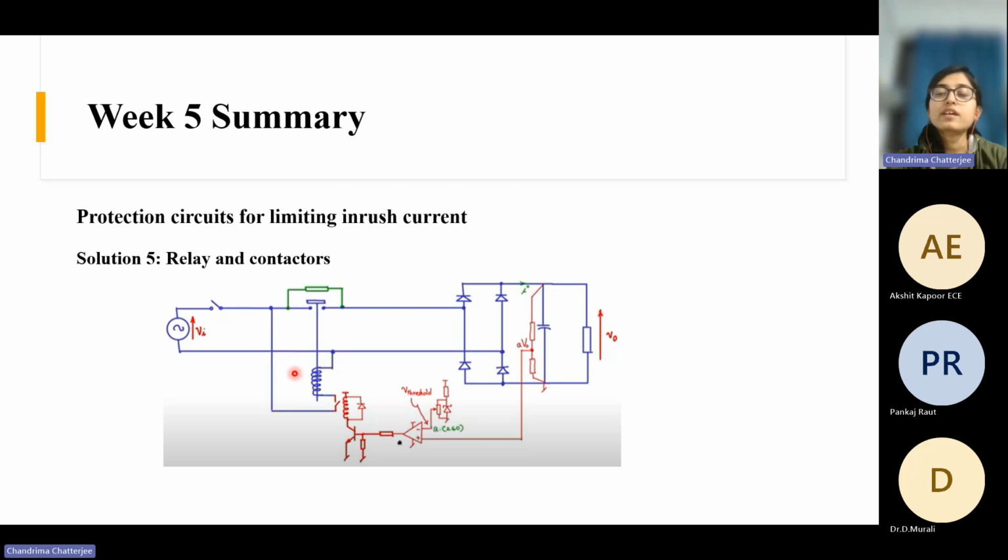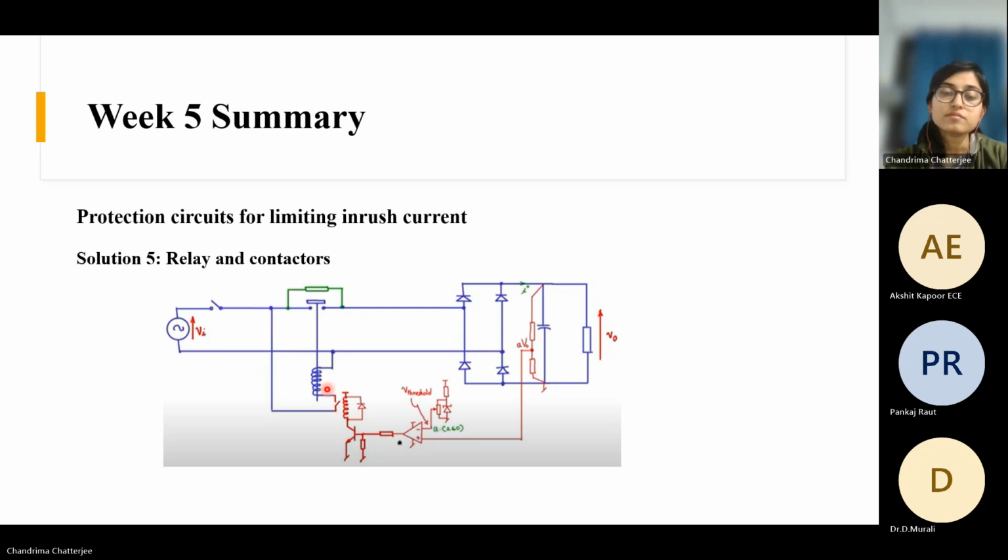So what is a contactor, what is a relay? This is the total circuit. This thing here is a contactor. There will be these two terminals and there will be this contactor. Whenever this contactor comes down, the circuit is complete, and whenever it goes up, the circuit is open.